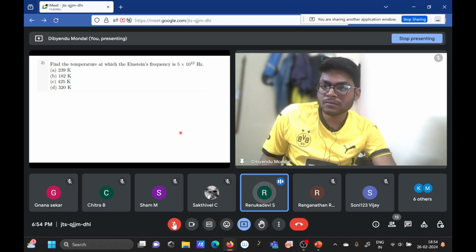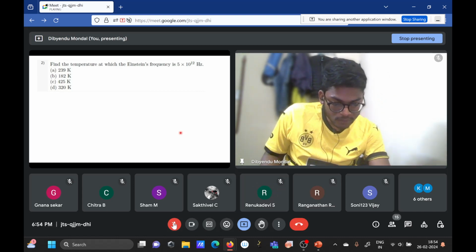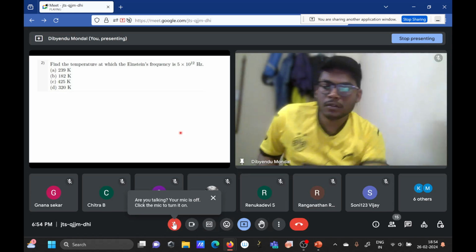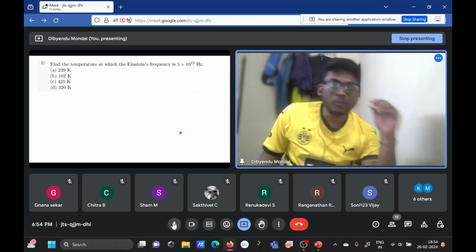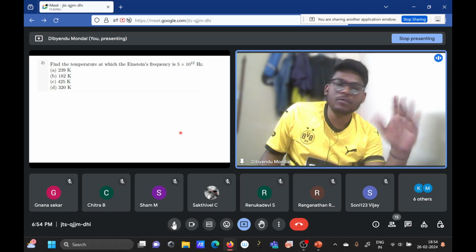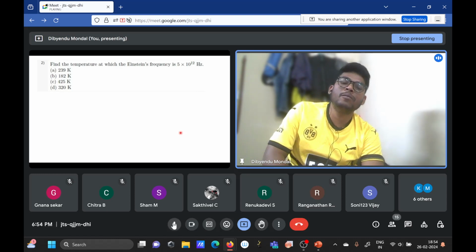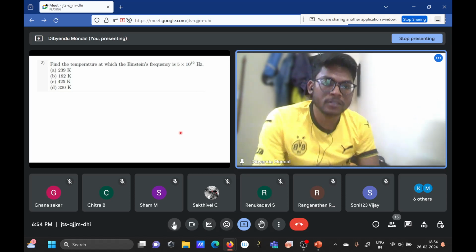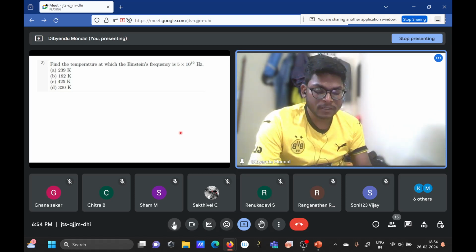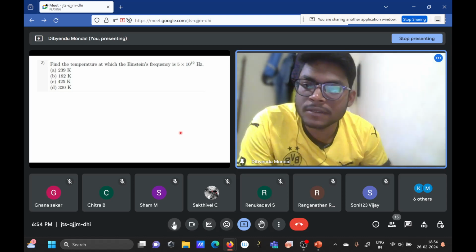Sir, h bar omega naught by kB T. Yeah, you can use that. The way I have calculated, it doesn't take the whole quantum mechanics into account, because this oscillator does not follow Boltzmann distributions; it follows different distributions. But you can use the formula just like that: h omega divided by kb. Same formula as the previous one, right?